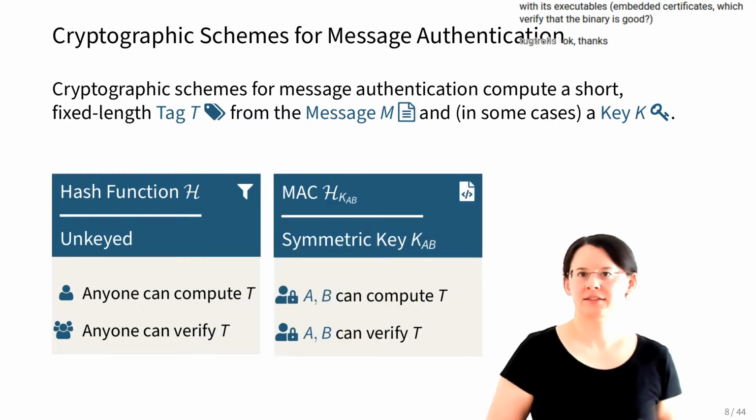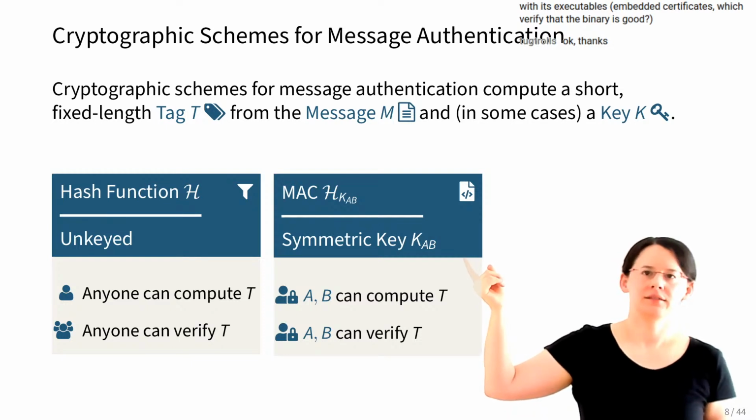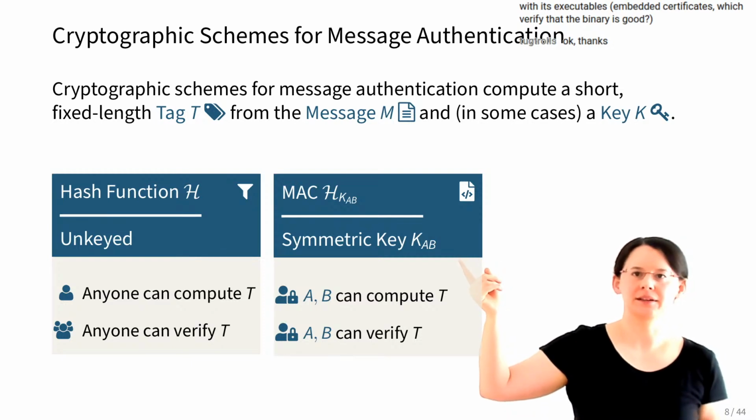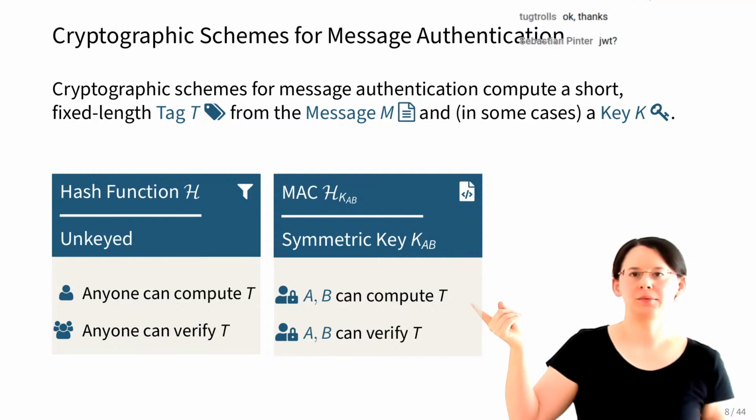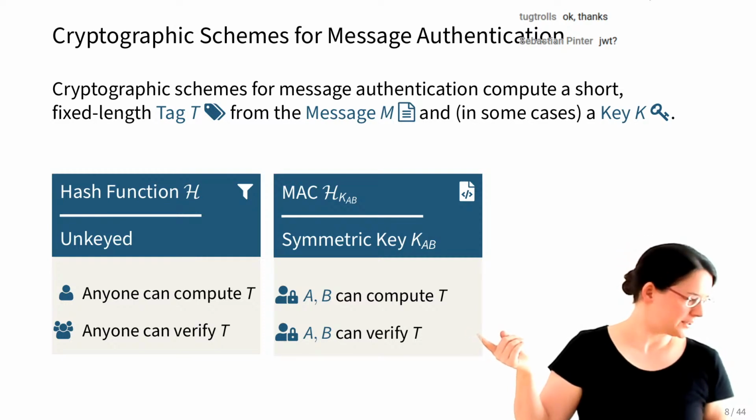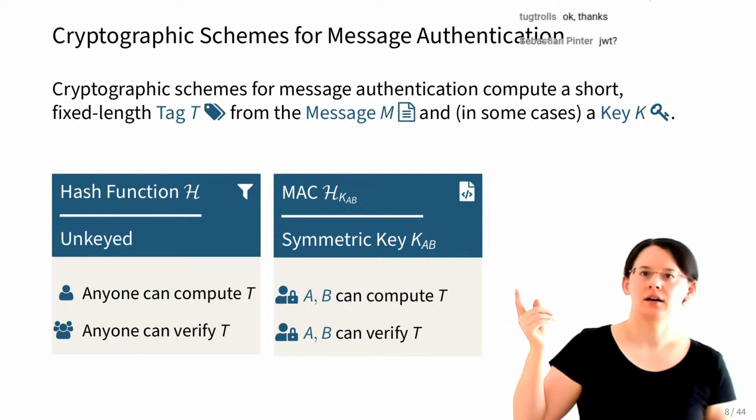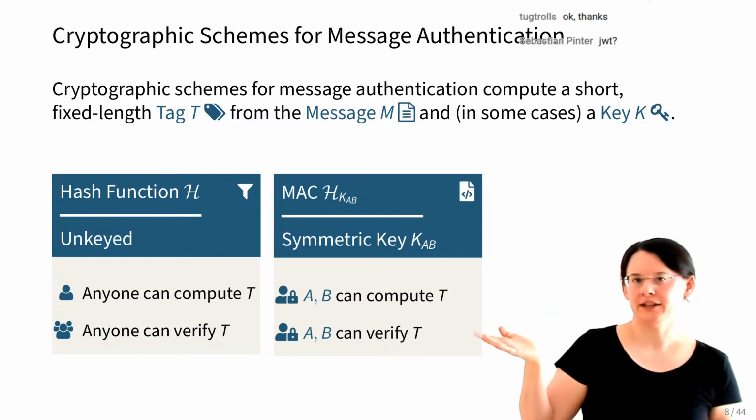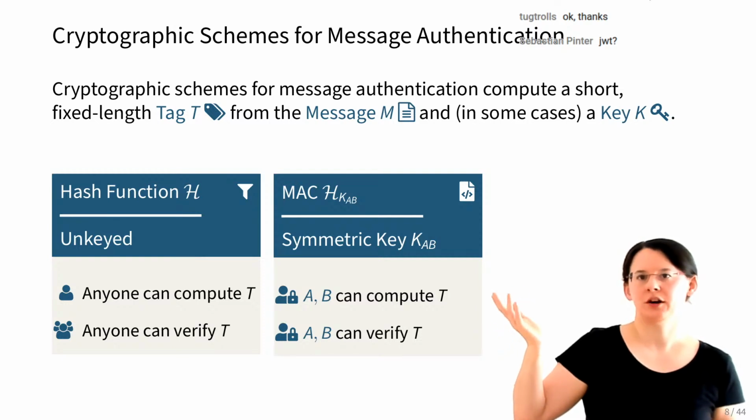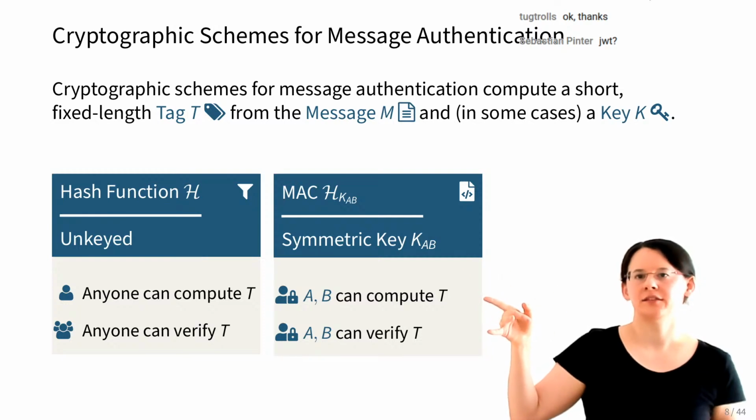Second, we have MACs, which are like hash functions, but they involve a shared secret key KAB between two people, A and B, Alice and Bob. And only these two people can compute the message authentication code, and only those two people can verify it. This is, for example, something that's used inside of the TLS connection. In the TLS connection, as part of that, you and the server agree on a shared secret key, and then you protect the messages you send each other with such a message authentication code.